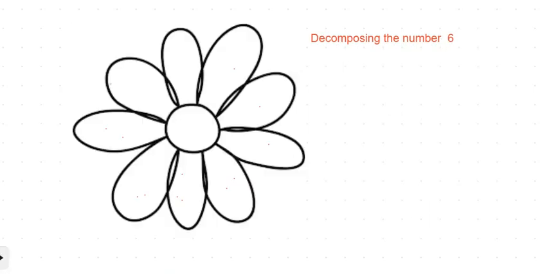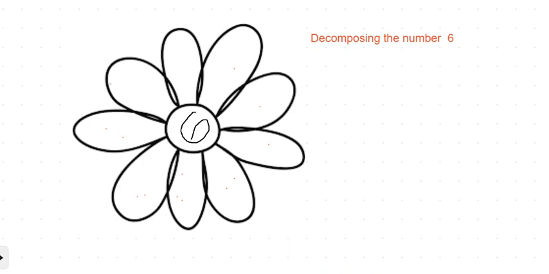Next. Now we're going to make a decomposing 6 flower. So I'm going to give you guys some time to draw it. You can pause the camera and draw it. So now let's get to it. I'm going to put 6 in the middle. I want you guys to write your 6 in the middle.